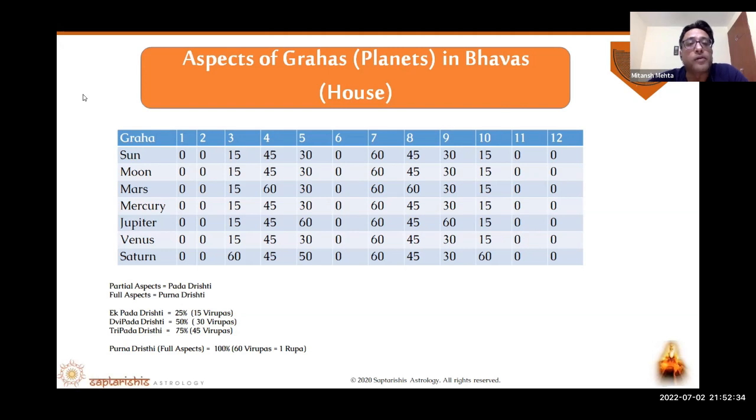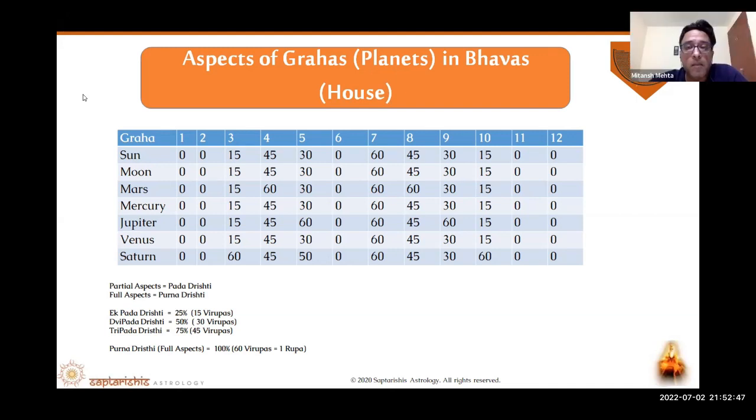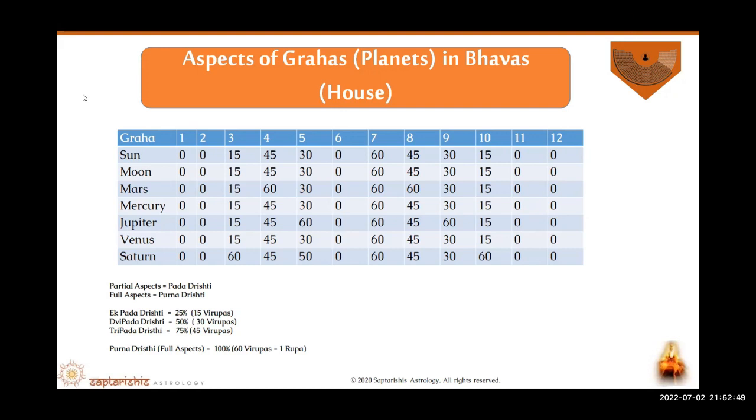Okay. So in that logic, you can ask why the Sun in the 10th house, which is also a Kendra, is giving only 15 Virupas. Exactly. So these Virupas are dependent on the planet. Okay, but influence is there.